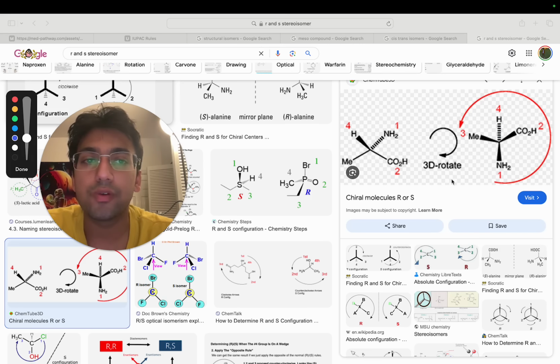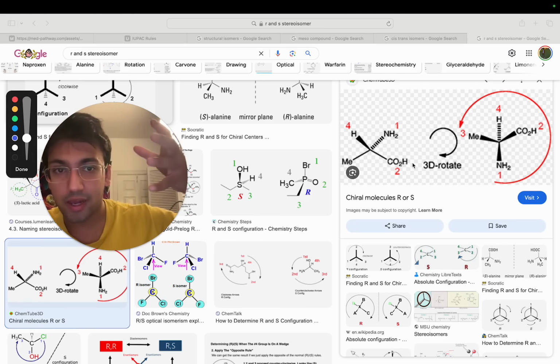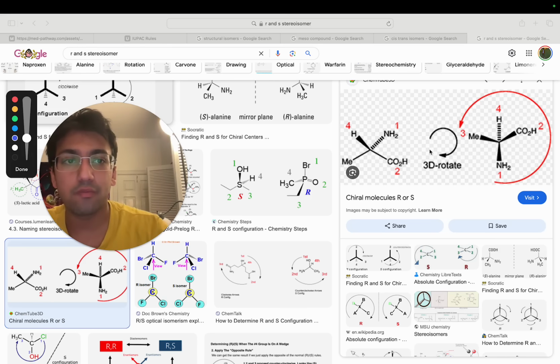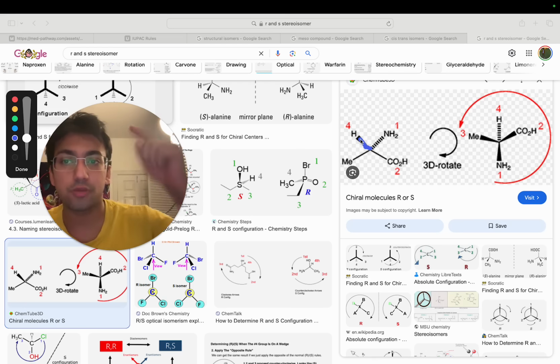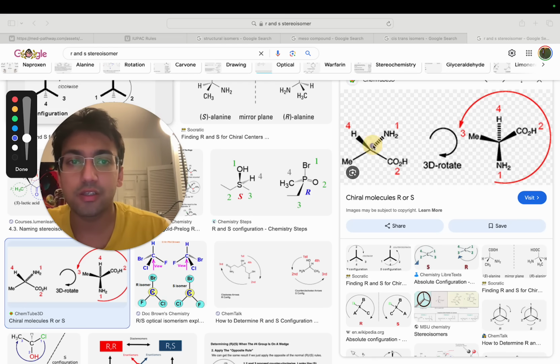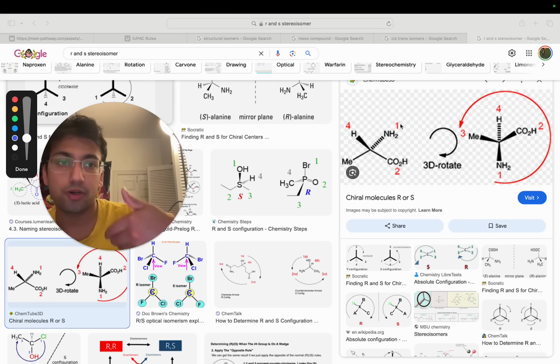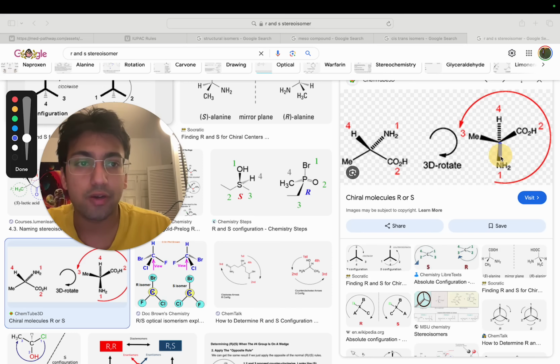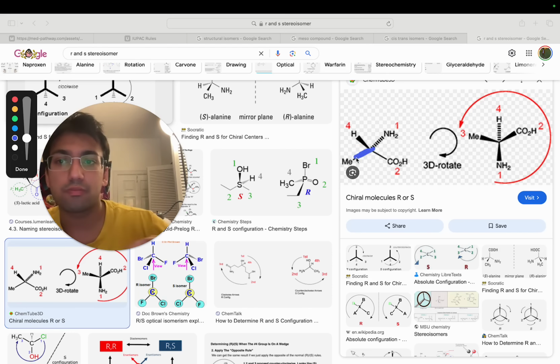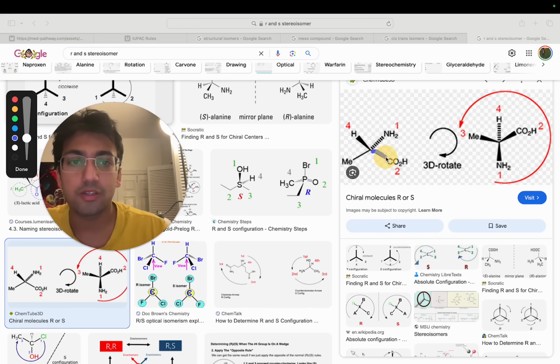So if you 3D rotate this and you imagine pushing it back, then you have to imagine that it's coming towards you. Now this H, we're going to push it back, and because we're pushing it back, this amine that's in the back now comes forward, right? So now it's pointing downward and forward, and if this is in the plane, it's going to push forward, and if this is in the plane, it's also going to push forward.